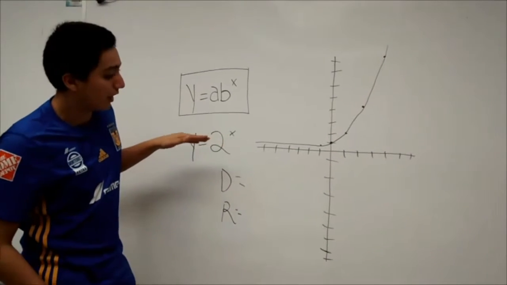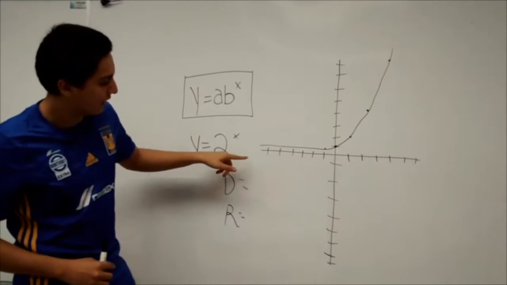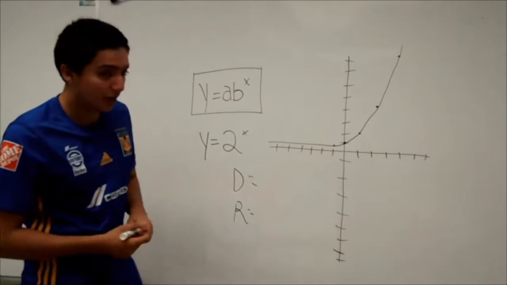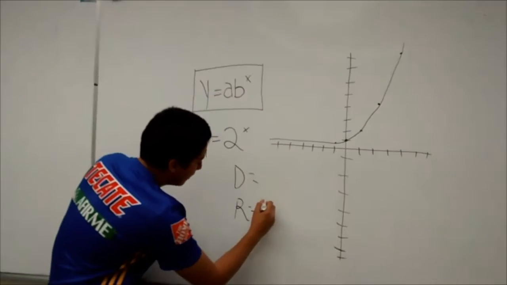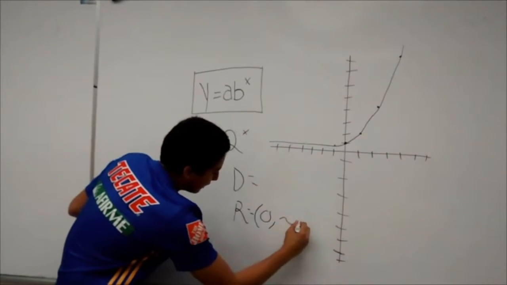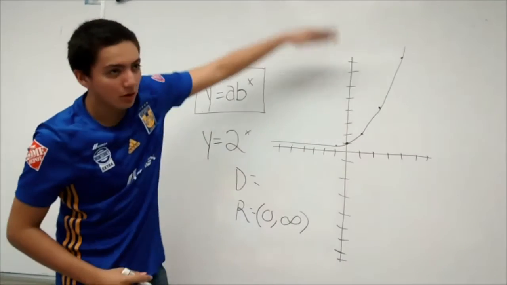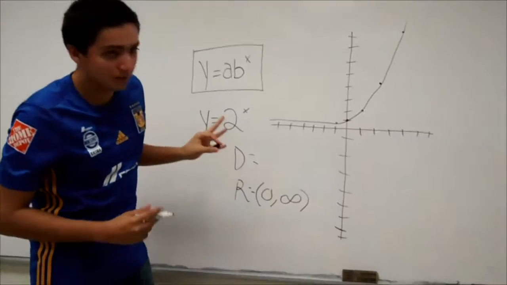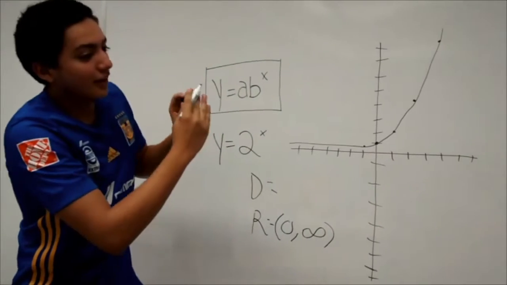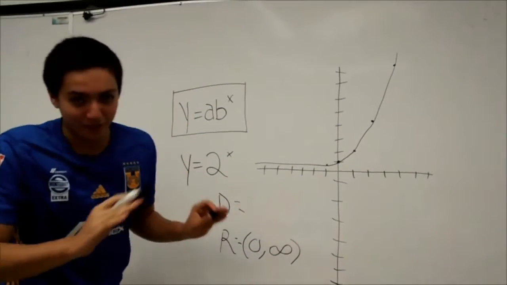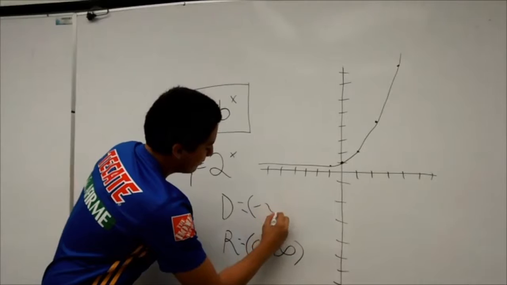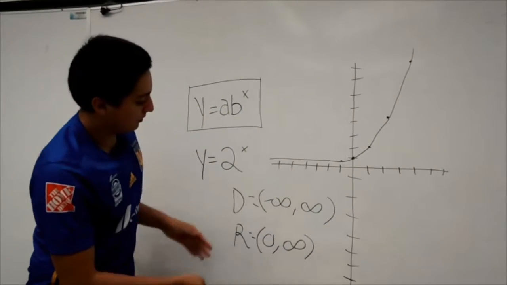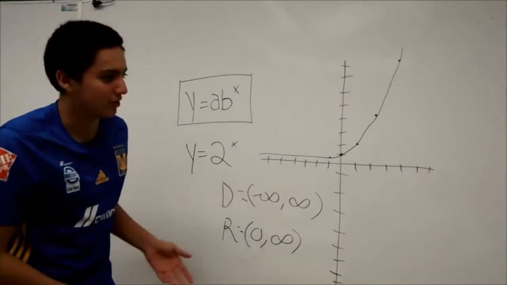With the graph, the asymptote is horizontal on the x-axis, it will never touch 0. So that's why in the range we will put that. We'll put it like this because it goes all the way up, but it will never touch the 0. And the domain is pretty simple. As you can see, it's all the numbers. All of them. So we put it like this. And that's how you know the domain and range of this function.